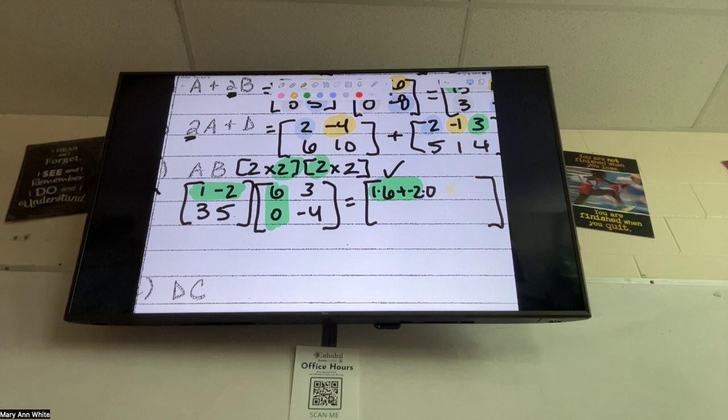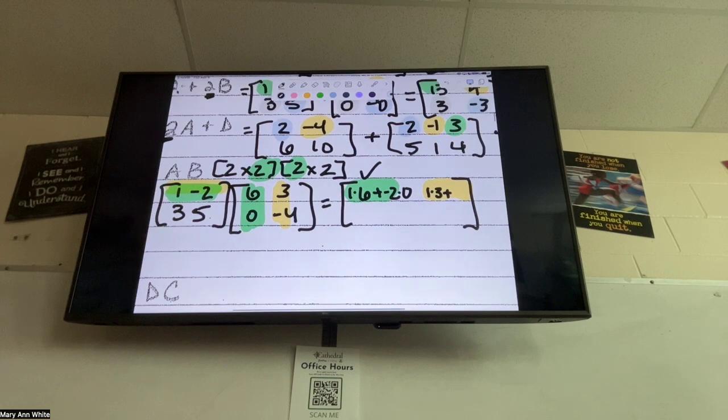Now we're gonna get the first row, the second column. So I'm gonna multiply by the first row and the second column. You guys okay with that? So now I'm gonna do 1 times 3 plus -2 times -4. So basically it's row times column. Row times column, row times column, row times column. And we're only doing the rows in the first one and we're only doing columns in the second one.